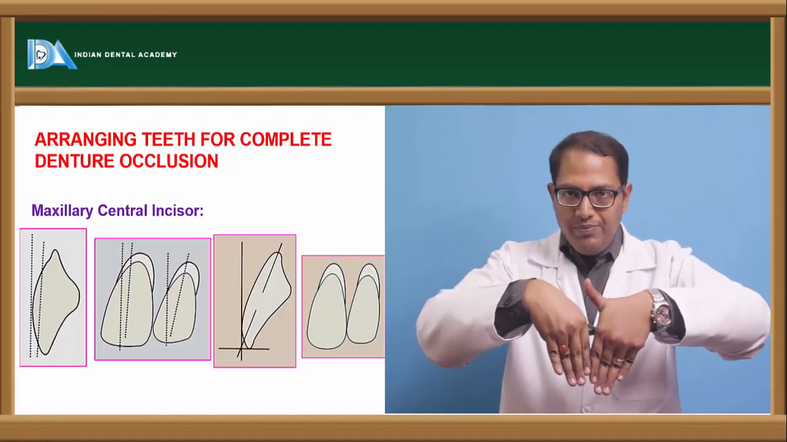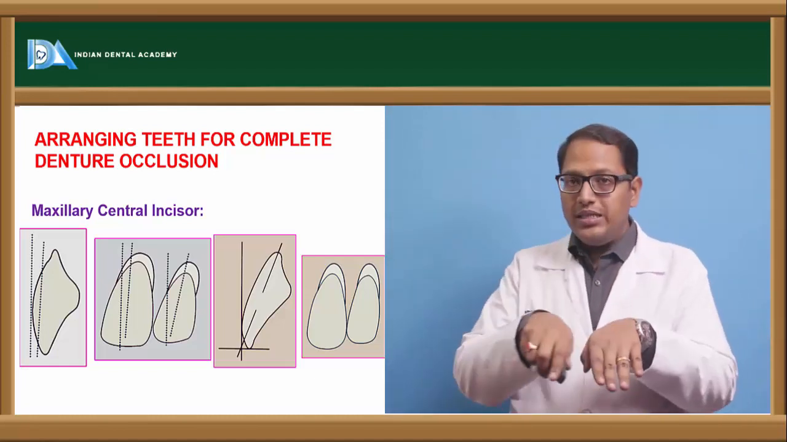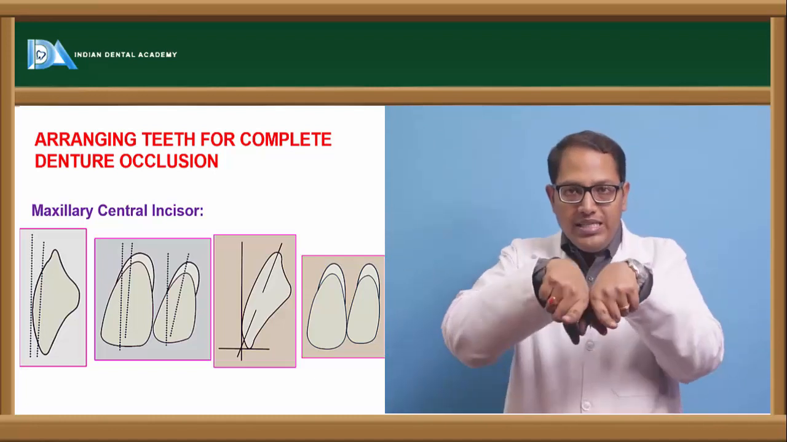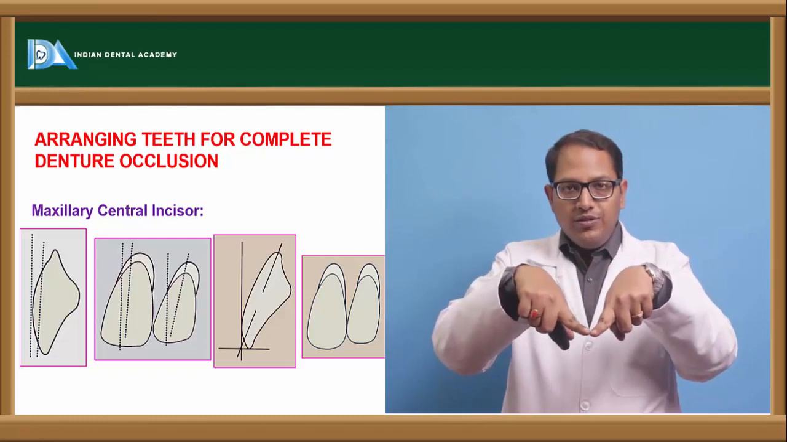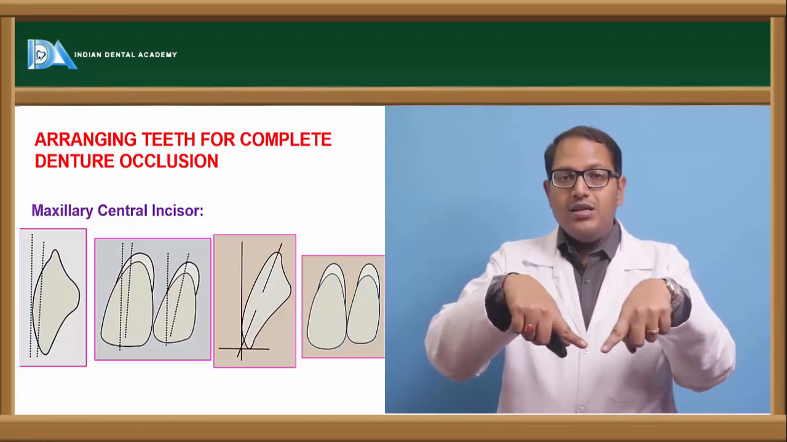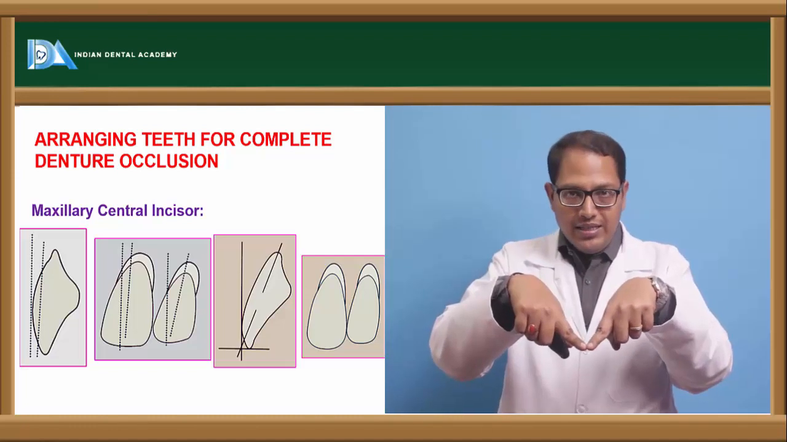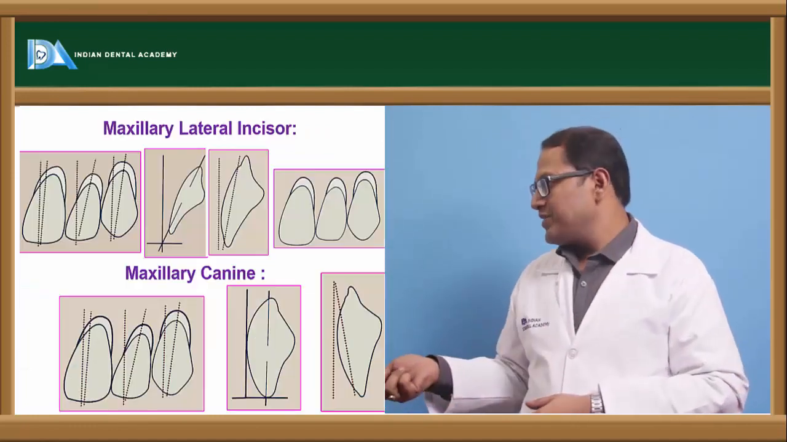Let it be straightly placed, with a little distal tilt present. No mesial tilt, of course, because if you give a mesial tilt, you are creating a diastema in between. So a bit of distal tilt like this, I am talking from the cervical end. Cervical end, distal tilt somewhere like this, a little bit more with the long axis of the teeth.